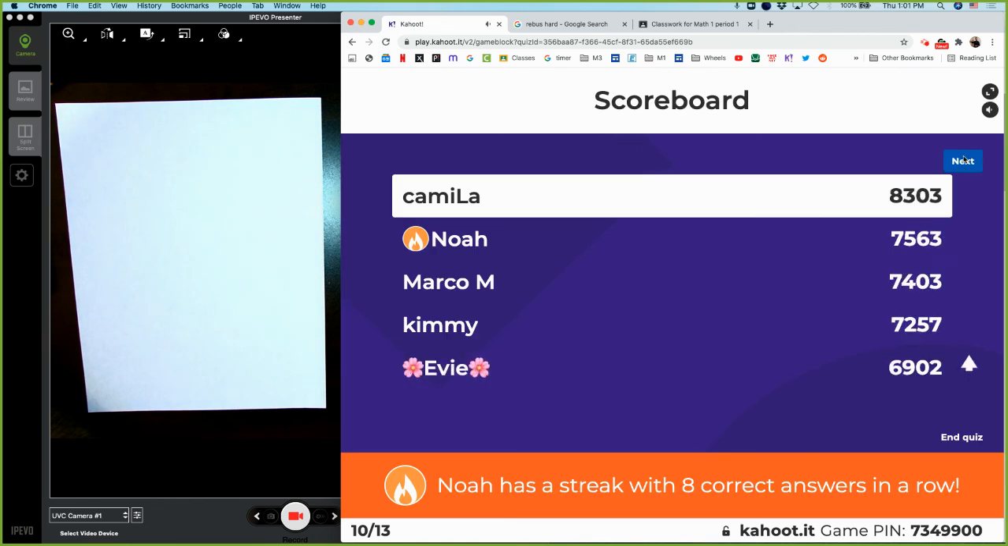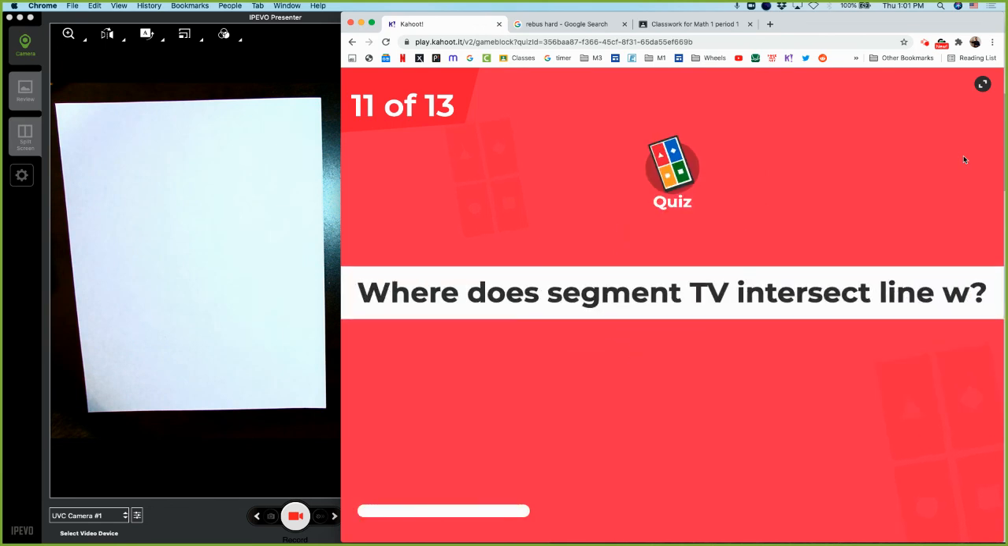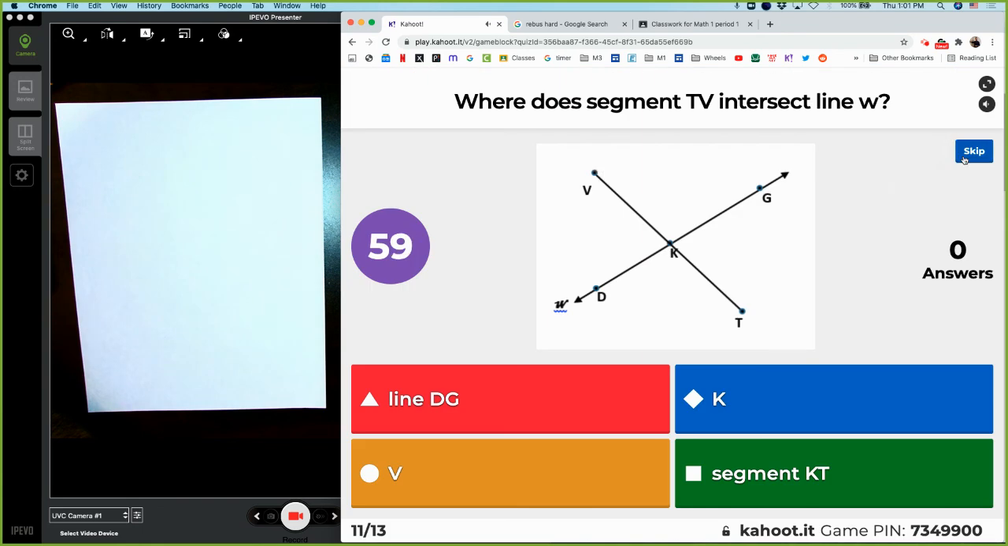Ooh, Evie back on the podium. Double points. Where does segment TV intersect line W? First find that. What's TV? Where does it intersect line W? Line W, where's that? Where do they intersect?